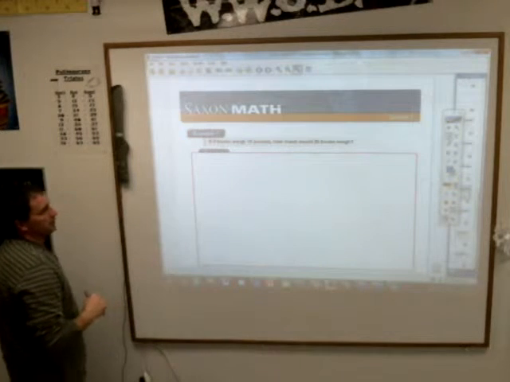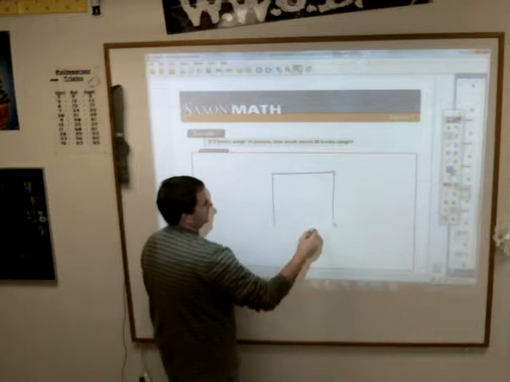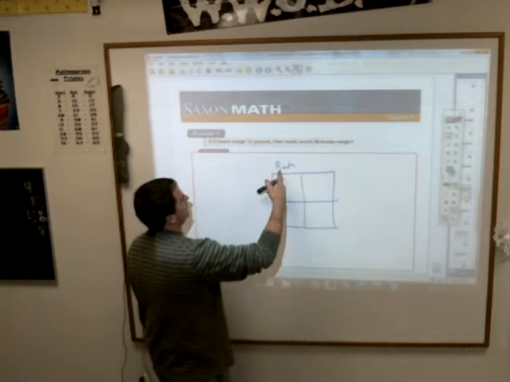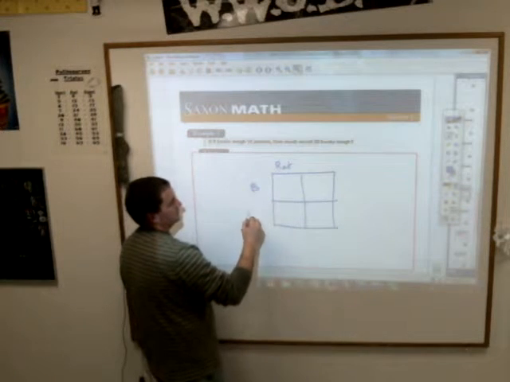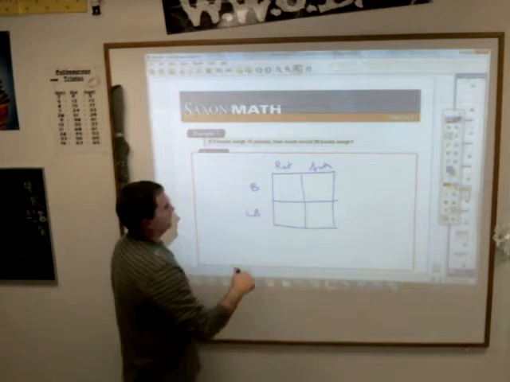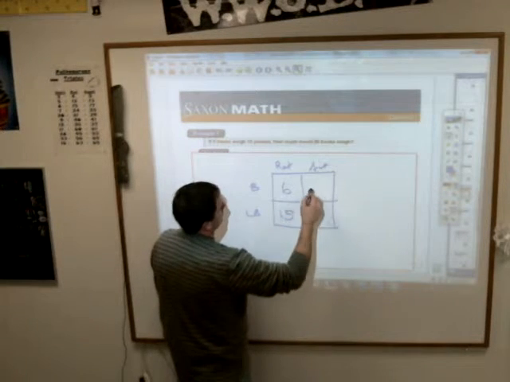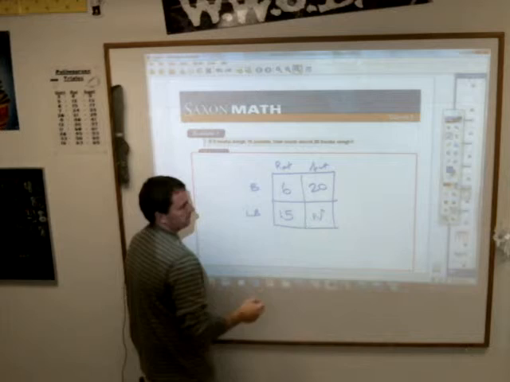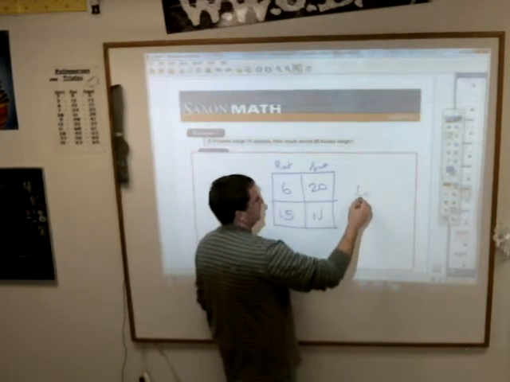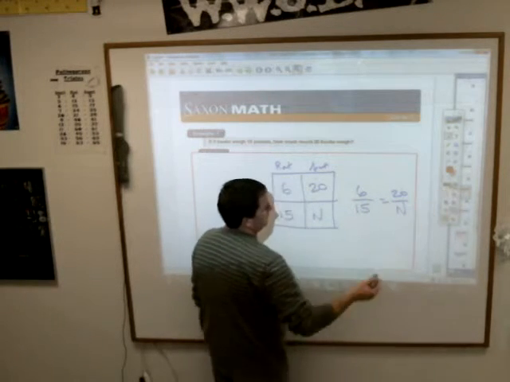If 6 books weigh 15 pounds, how much would 20 books weigh? Again, they give you the ratio. And what are you comparing? You're comparing books to pounds. If 6 books weigh 15 pounds, how much would 20 books weigh? And again, you can do the same sort of fraction there. 6 over 15 equals 20 over n. What's the best thing to do there?